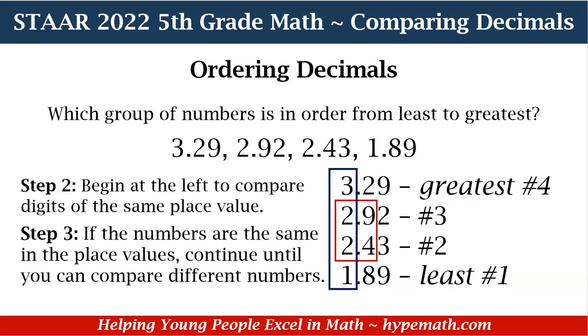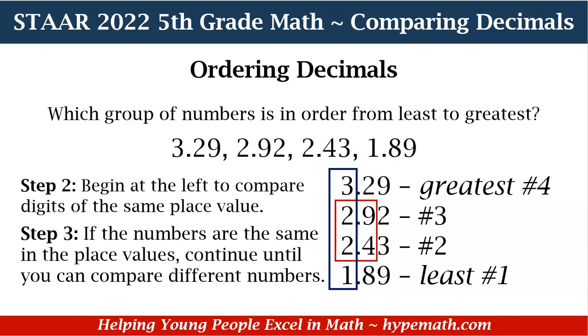All right, so here we've lined up our numbers. We have 3.29, 2.92, 2.43, and 1.89. And again, step 2 is begin at the left to compare the digits of the same place value. So starting at the furthest left, which is our ones place, we see that we have a 3, two 2s, and a 1.